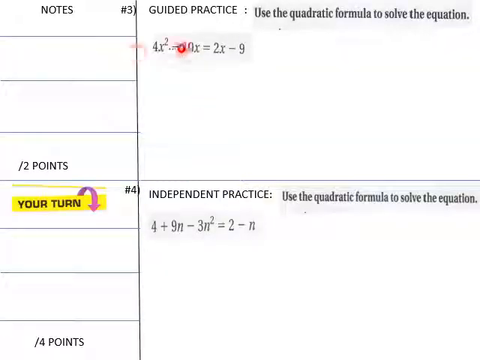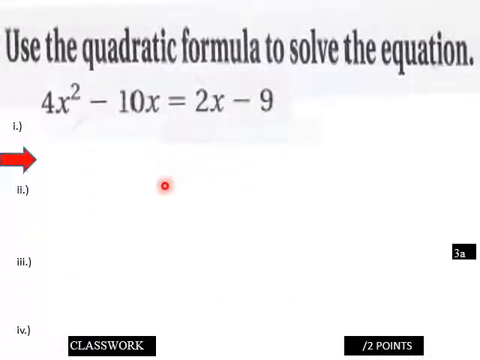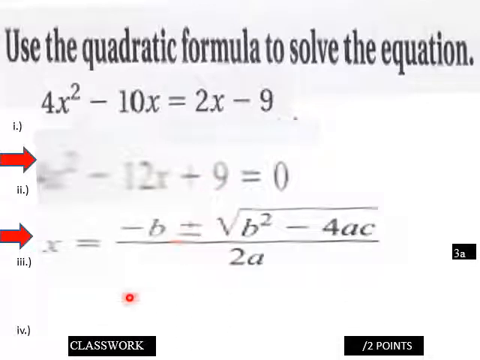Okay, in our guided practice, we're going to solve this. Students, pay attention so you can do your independent practice here. Okay, for a guided practice, there's our quadratic. We're going to combine like terms. We're going to bring this over here, and then bring this over here as well. And then we have 4x squared minus 12x plus 9. We're going to use a quadratic formula now to solve this quadratic.